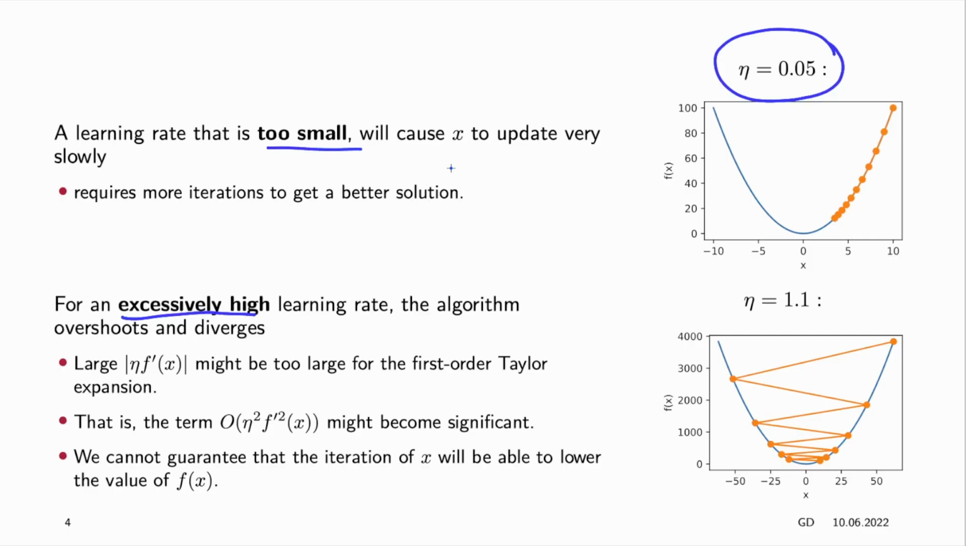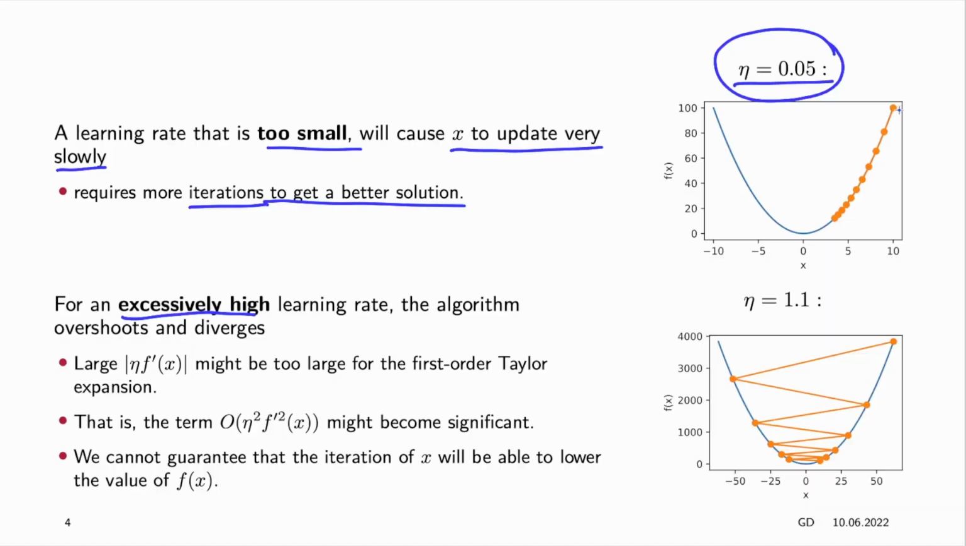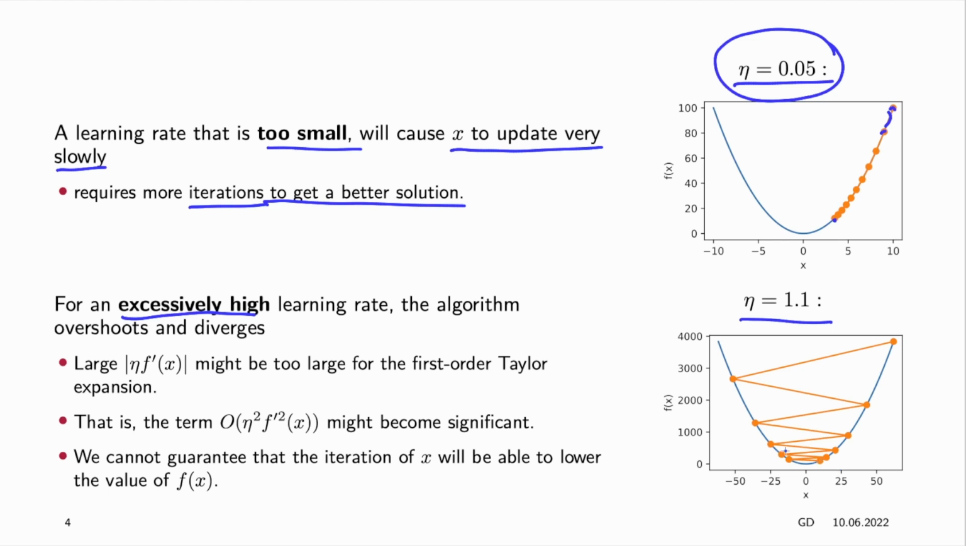Now, the learning rate is an important hyperparameter, which can be too small or too large. So if it's too small, the result will be that x will update very slowly, and we require too many iterations to get a better solution. So for example, if we go with the learning rate of eta equals 0.05, start here, and then after our 10 steps, we were still very far from our optimum. If on the other side, we choose a learning rate that is too large, such as 1.1, then we may also not reach our optimum, but we can even diverge.